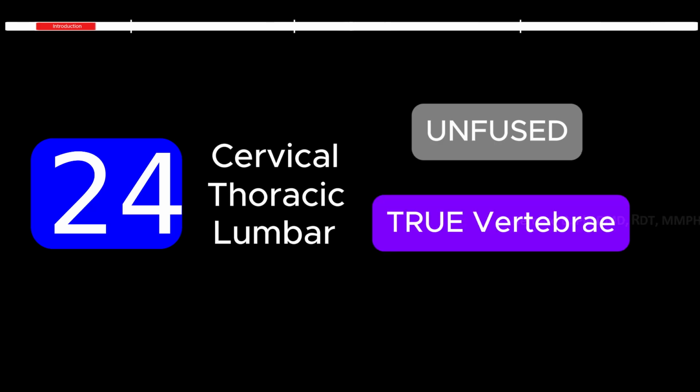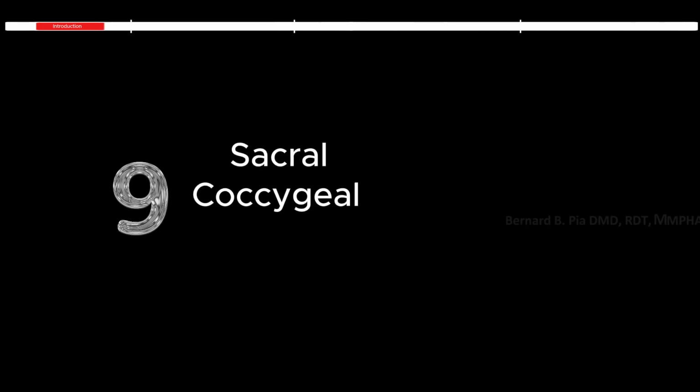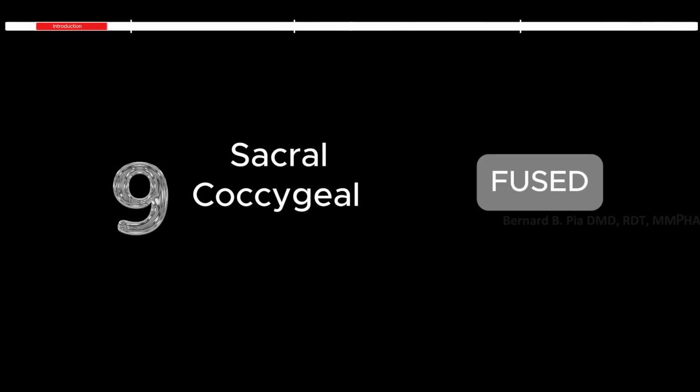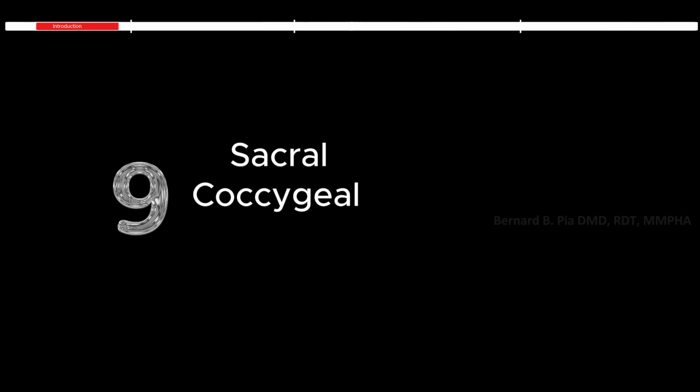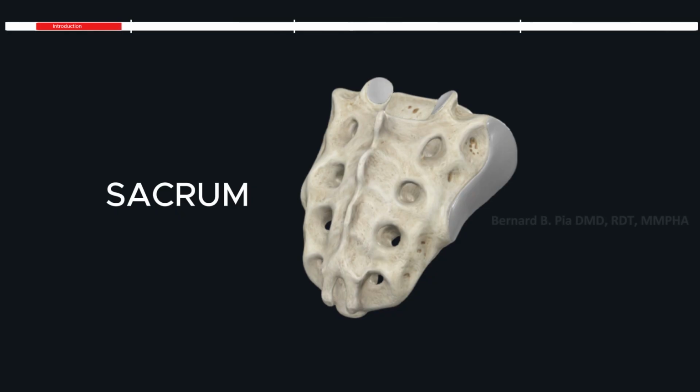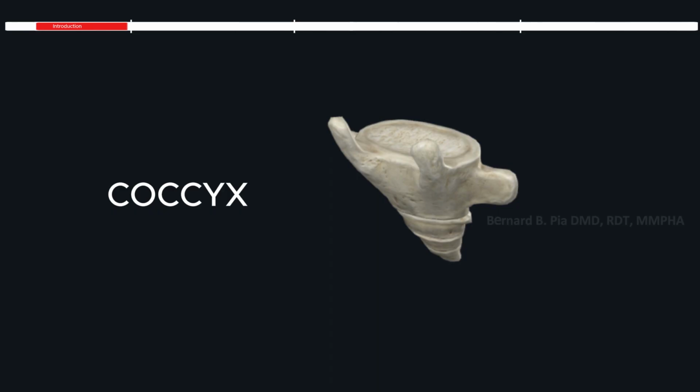24 of these vertebrae, that is, the cervical, thoracic, and lumbar, are unfused and are known as true vertebrae. They become progressively larger from superior to inferior. The remaining 9 vertebrae, that is, the sacral and coccygeal, are fused and are known as false vertebrae. They become progressively smaller from superior to inferior. The fused sacral vertebrae collectively form the sacrum, while the fused coccygeal vertebrae collectively form the coccyx.